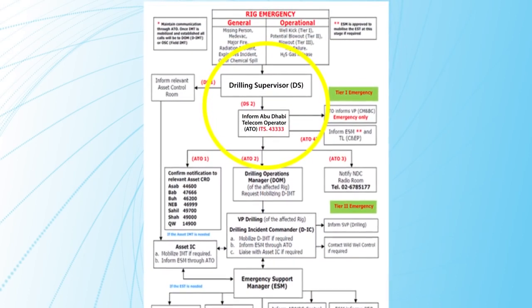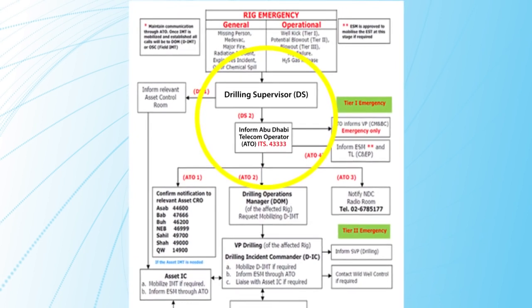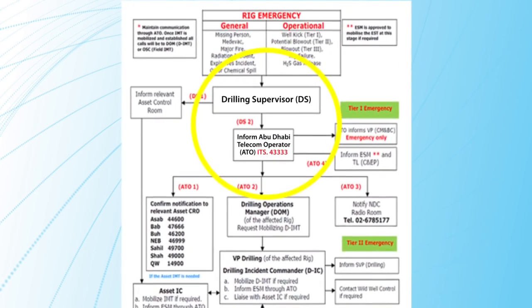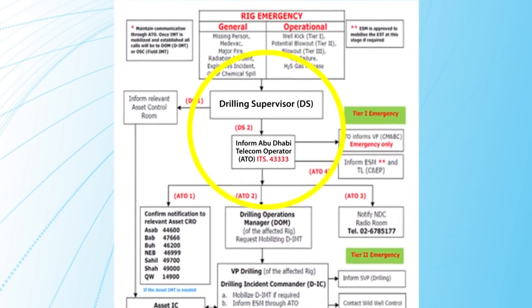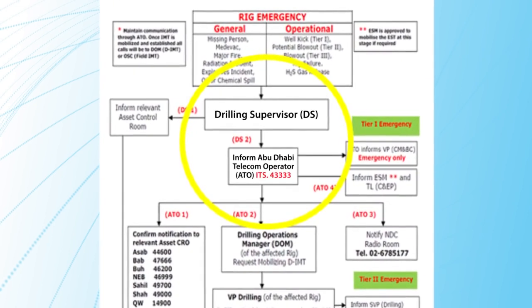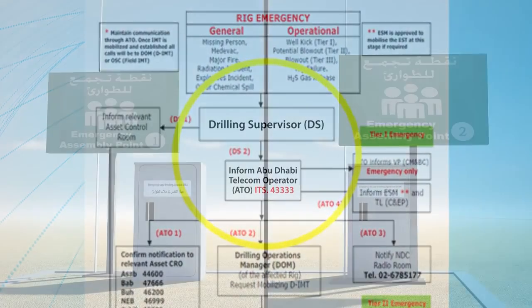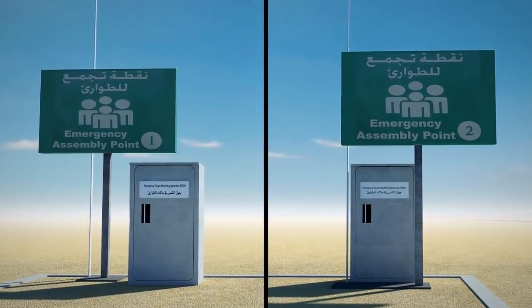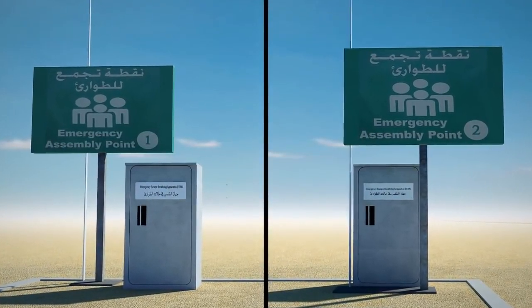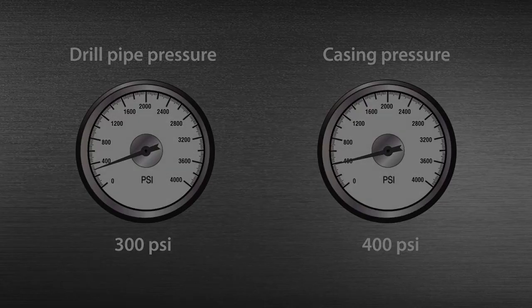Meanwhile, at the rig site, the on-scene commander, the ADCO drilling supervisor, will notify the Abu Dhabi telecom operator and relevant assets control room and raise emergency Tier 1, which activates appropriate emergency response teams. Unnecessary crew will be evacuated to the nearest assembly point. The next step will be to monitor the shut-in drill pipe and the shut-in casing pressure gauges.